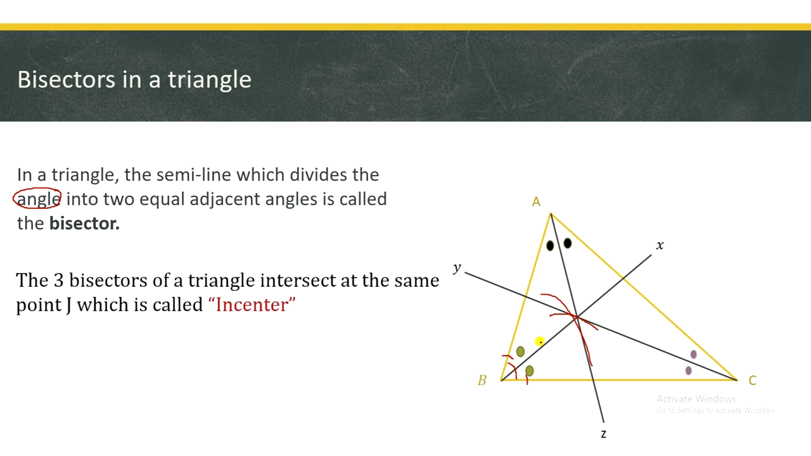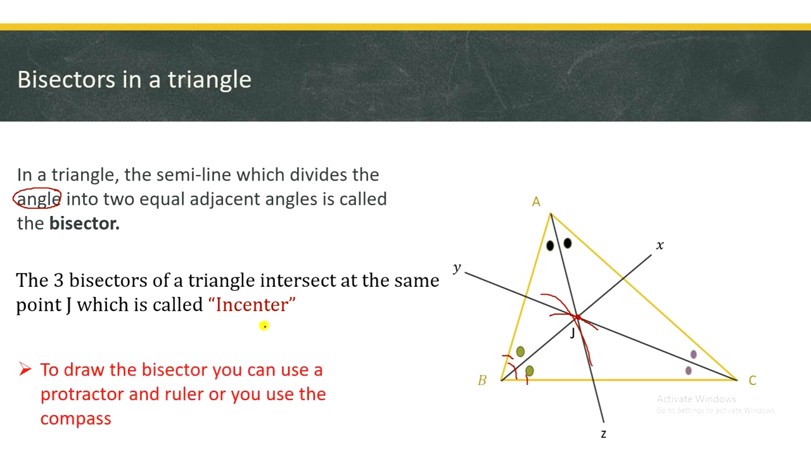We notice that the three bisectors of a triangle intersect at the same point J. This point J is called the incenter. The point of intersection of angular bisectors is called what? Incenter. To draw the bisector, you can use a protractor, or you can use what? A compass. You can use the protractor, then join the vertex with the point using the ruler, or you can use the compass.